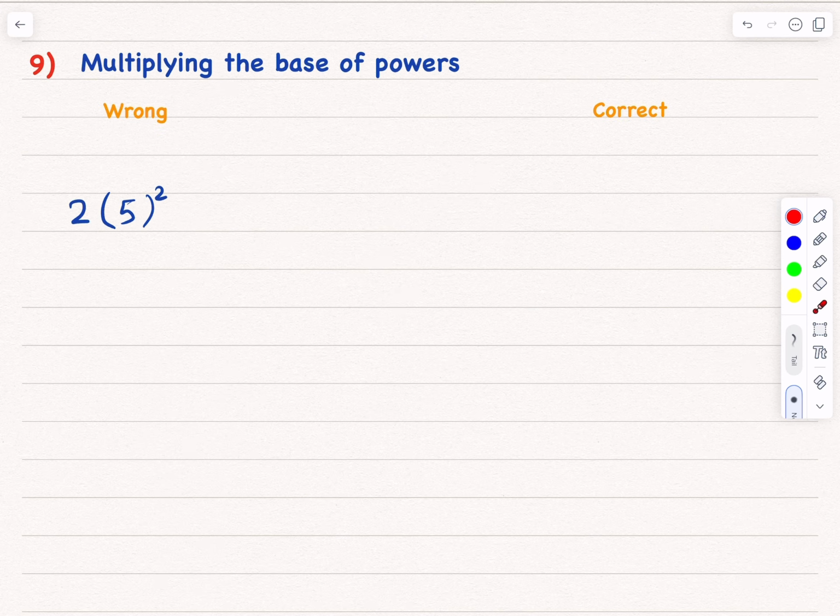Let's move on now to multiplying the base of powers. Here we have an example. So in the wrong way to do this, some might say we multiply 2 by 5 first, which will be 10, and then we have the square. And now 10 squared is 100. So the answer here would be 100. And of course, this is wrong.